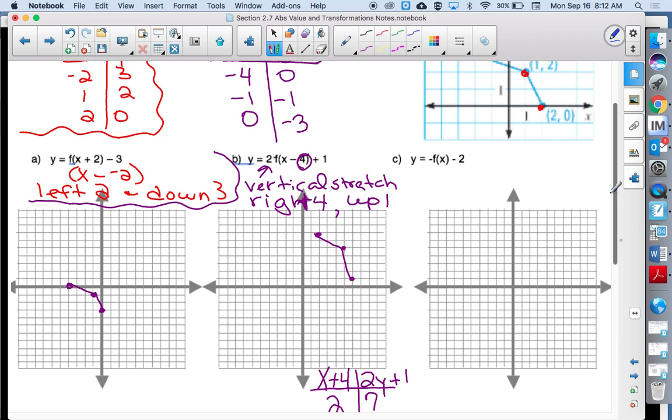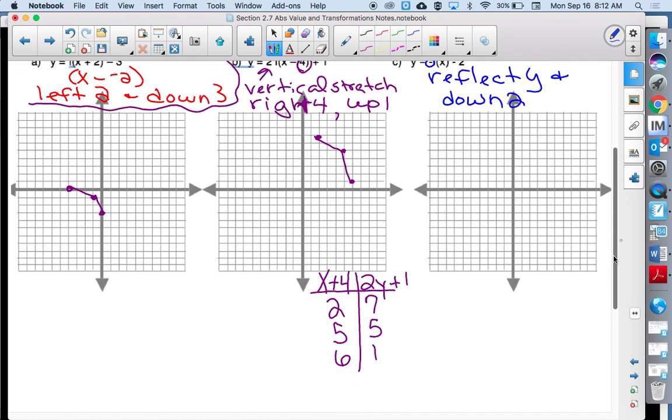So Sadie, what's going on with this graph for letter C? Doesn't it get reflected? Yeah. Moves down. So reflected because of the negative. That means it was up, it's going down. And she said it also moves down too.